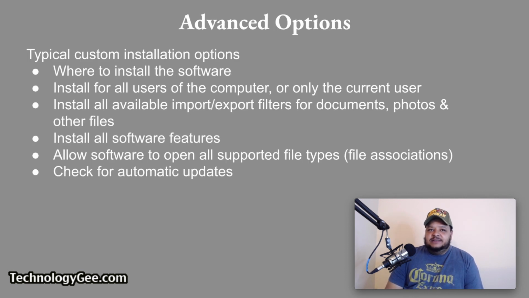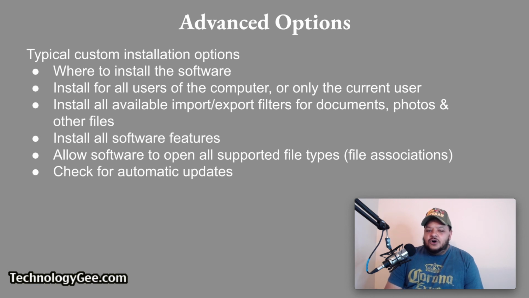Advanced options. If you don't change any of the usual settings for a program, you are performing a standard installation. When you select different options than usual, the installation is called a custom installation. Some typical options include the following: where to install the software, install for all users of the computer or only the current user, install all available import-export filters for documents, photos, and other files, install all software features, all software to open all supported file types, and check for automatic updates.